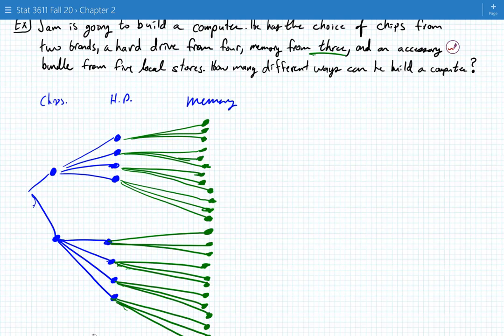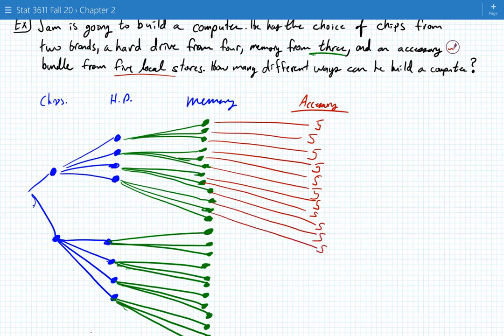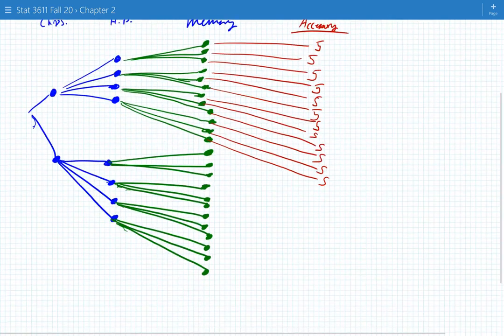So while this is really nice in organizing our work and making sure we don't miss anything, we can see that this tree gets very large very fast, because for each of these, we're going to need 5. We should have 5 branches coming off each of these. So we're going to have 5 branches coming off that. 5, 5, 5, 5, 5 branches.